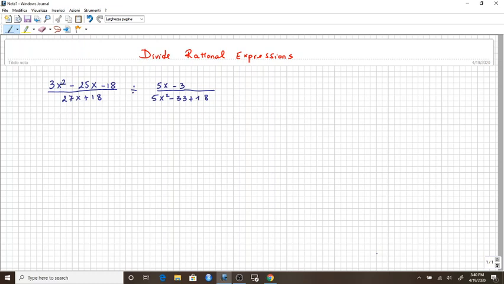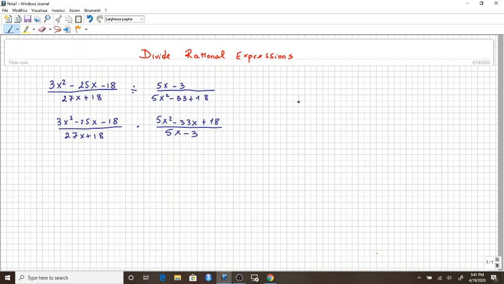Okay, let's see. Let's rewrite the first one. 3x squared minus 25x minus 18 divided by 27x plus 18, and now instead of division we have a product, 5x squared minus 33x plus 18, and then divide by 5x minus 3. Okay, can we factor out this? Well, let's see. It's not immediate, we need to think one moment. Alright, so let's see if we can simplify the first one.